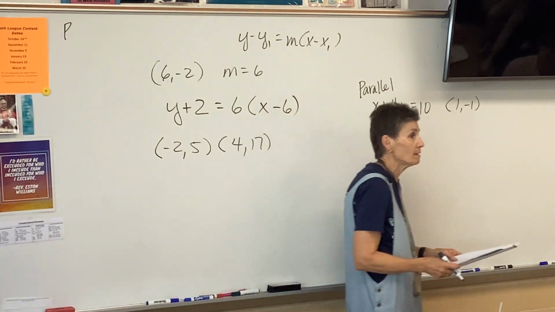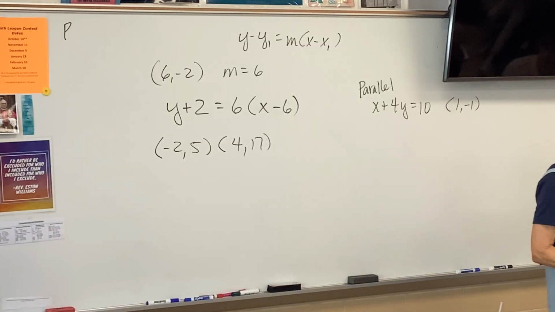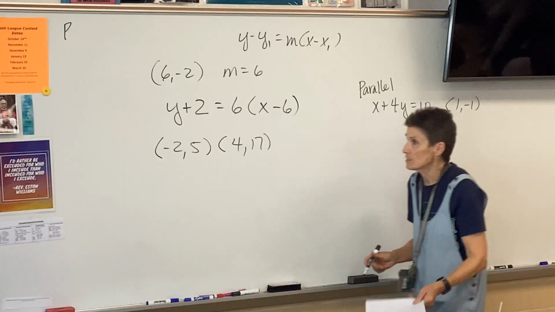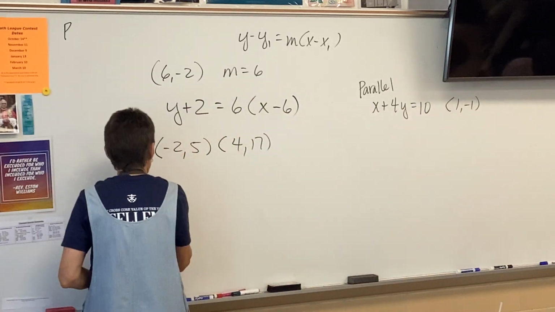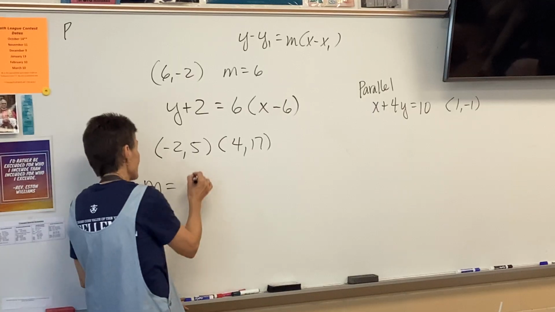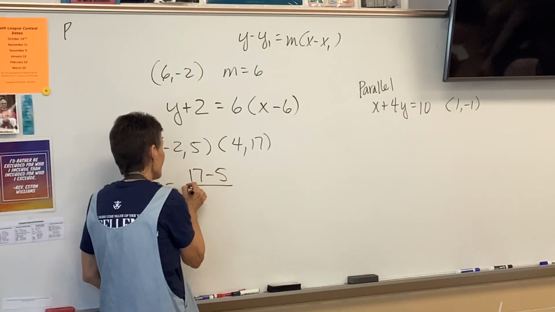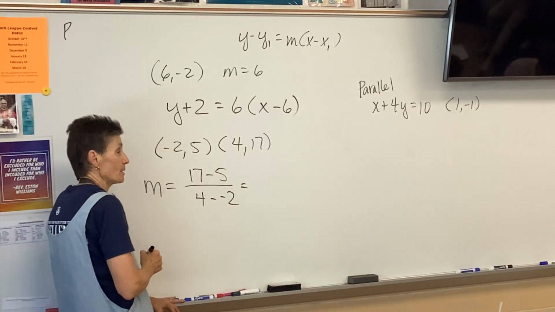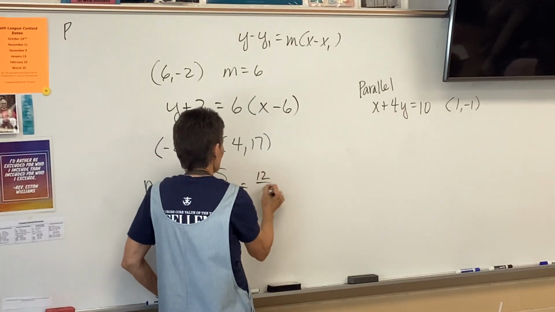I'm on part 3. I'm ready for B. First thing, we have to find the slope. They didn't give it to us, so we're going to find the slope. How do we find slope again? We practiced this yesterday. So 17 minus 5 over 4 minus negative 2. So 12 over 6, 2.